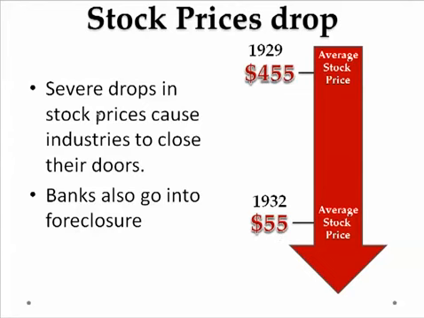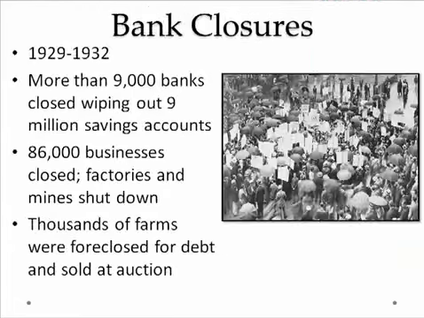These severe drops in stock prices caused industries to close their doors and go into bankruptcy. Banks are going to foreclose as well and close their doors. More than 9,000 banks across the United States are going to close, wiping out over 9 million savings and banking accounts. That's why a lot of people that lived during this time period took whatever money they had, saved it in their cushions, and buried it in their backyard because they didn't trust banks anymore. 86,000 businesses closed, and workers are losing their jobs.